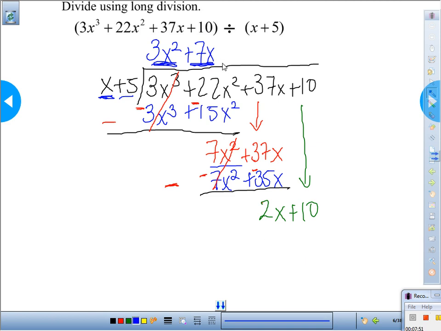So, what do we ask again? What number times the first term gives me the first term here, 2x? Positive 2. 2 times x is 2x. 2 times 5, that's positive 10. We're going to subtract, which means this is a negative and this is a negative. So what do you guys notice? 2x minus 2x cancels, 10 minus 10 cancels. So what is our remainder? 0.